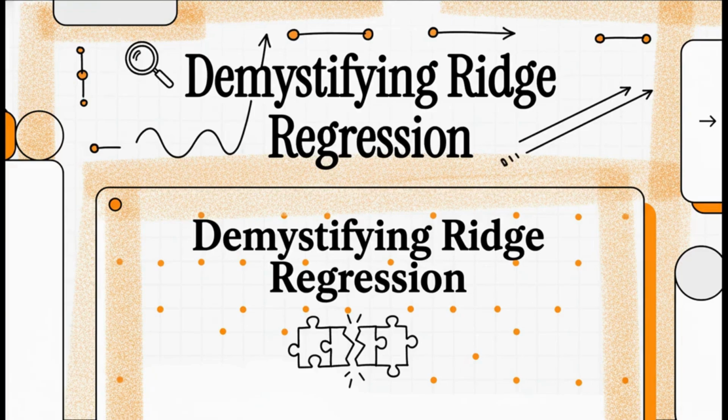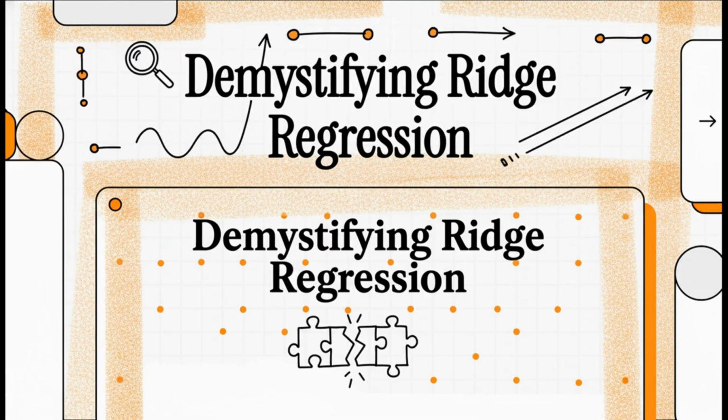Hey there and welcome. Today we're going to be demystifying something called ridge regression. It's one of those fundamental tools that helps fix one of the most frustrating problems in machine learning. You build a model, it looks absolutely perfect during training, and then it just completely falls flat on new data.